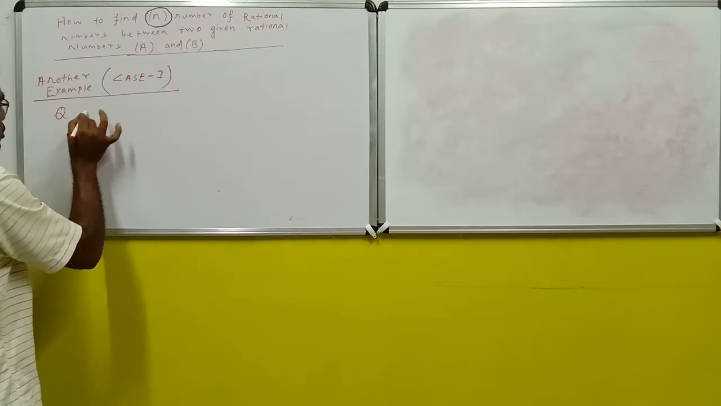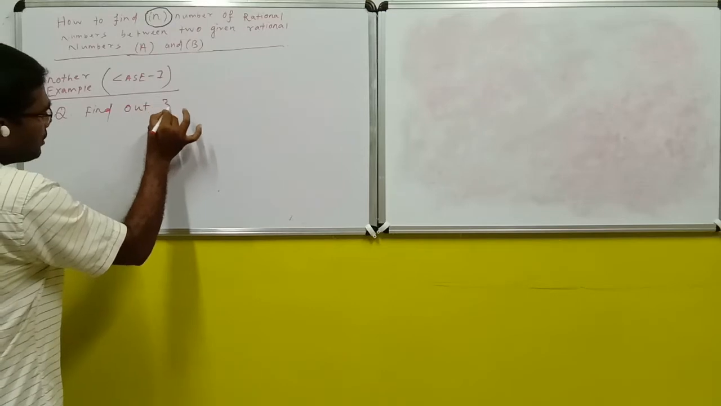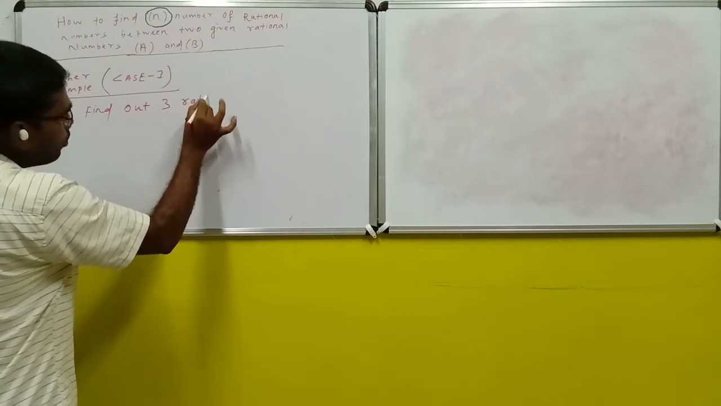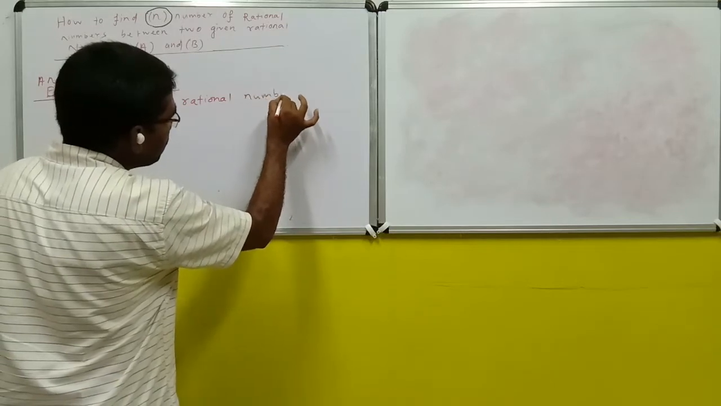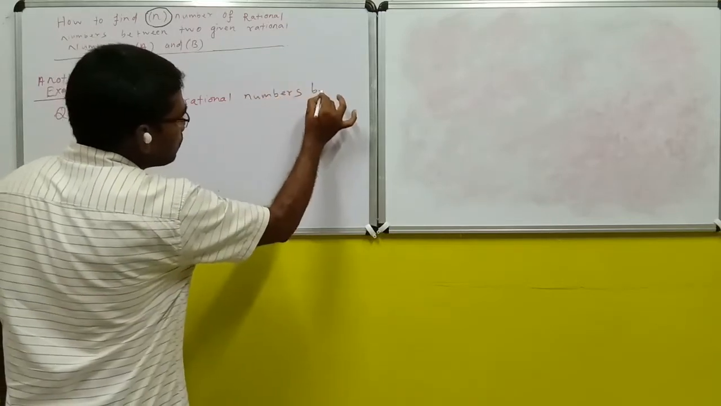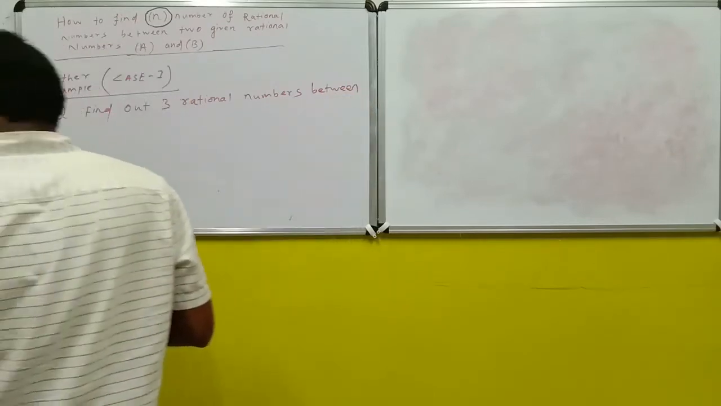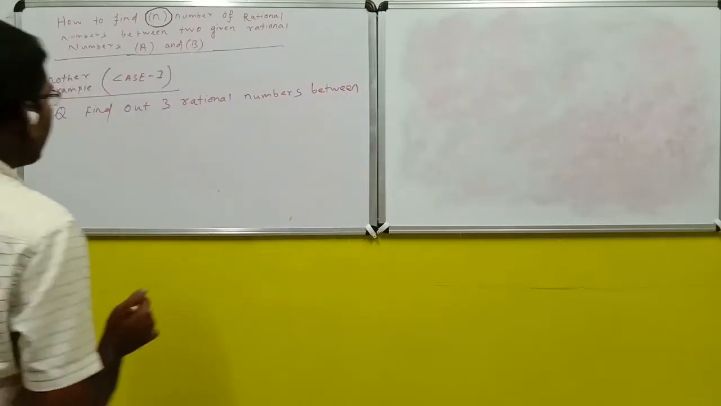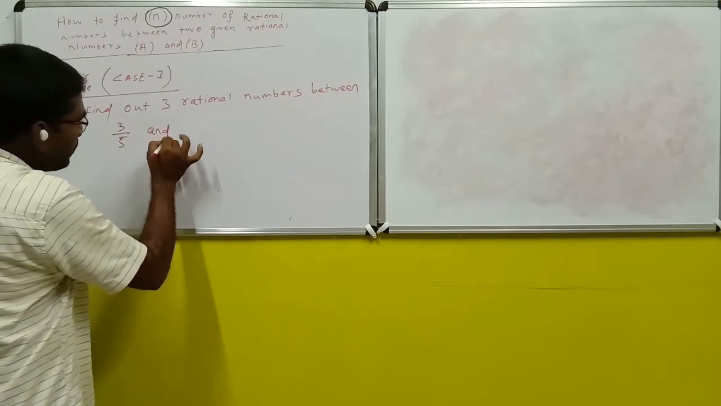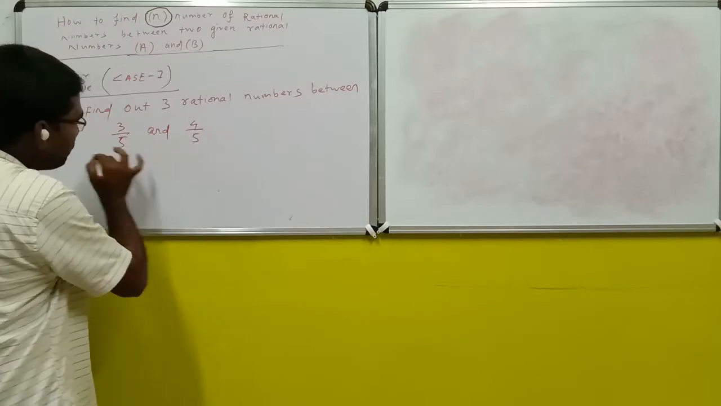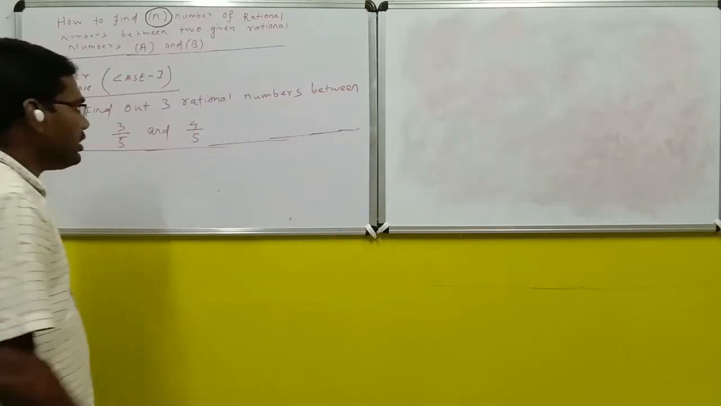The question is that find out three rational numbers between 3/5 and 4/5. This is the problem you have to solve.